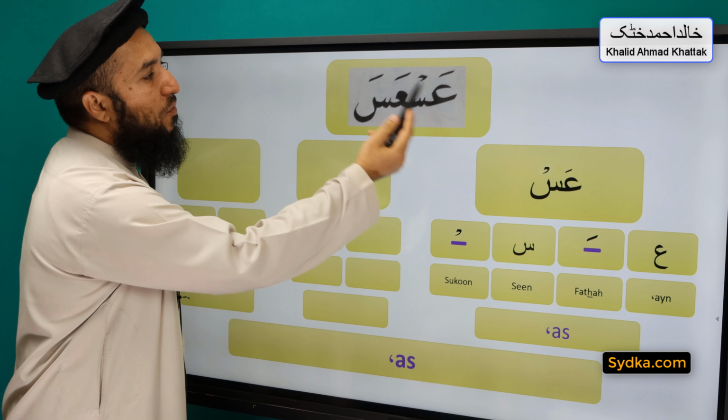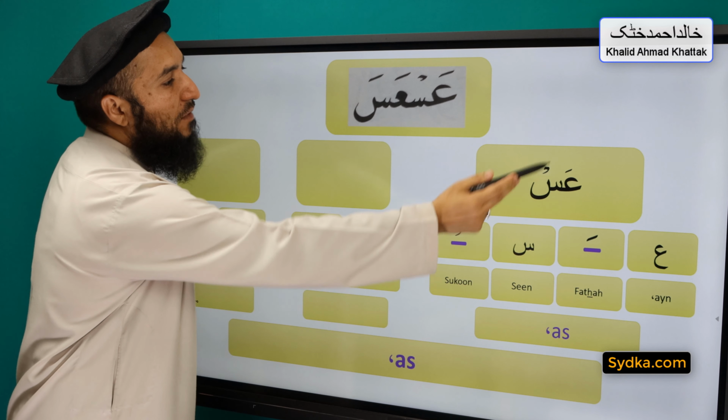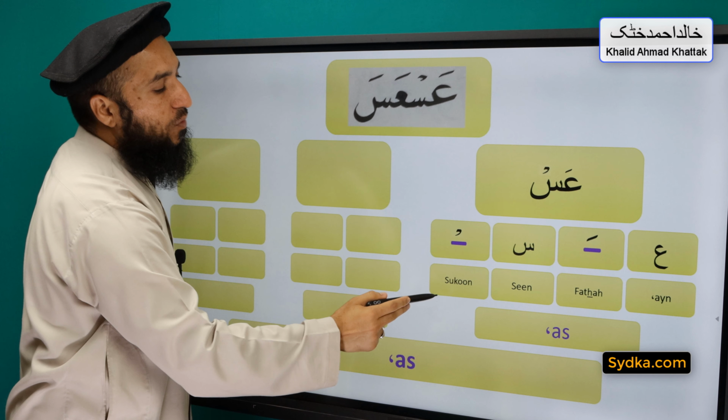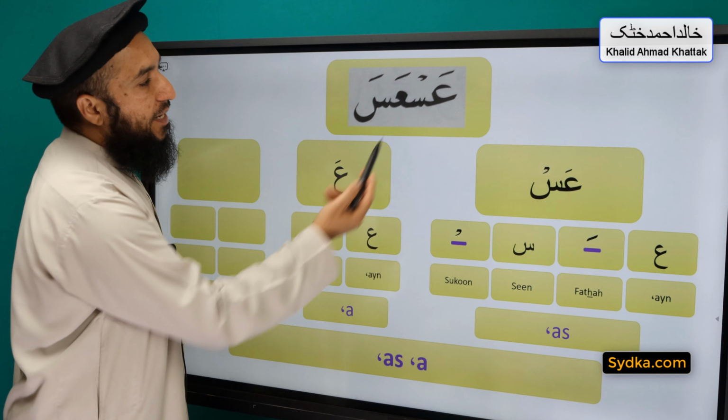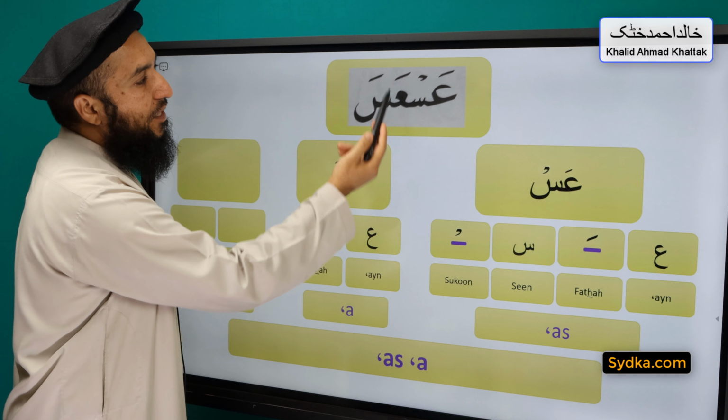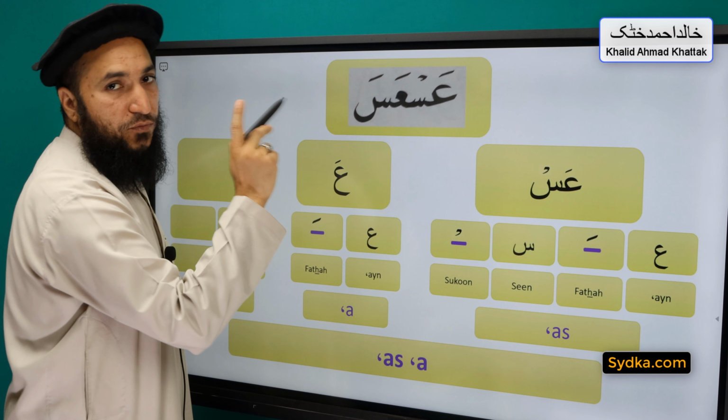Ayn fatha sin sukoon, as. The second syllable we have is ayn fatha a. Ayn is a light letter, it has fatha on top of it, and it is prolonged for 1 count.